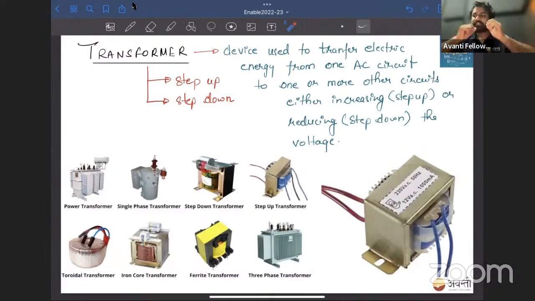Okay, so for example, if I talk about the charger, here is this charger. Inside it there is a transformer. That's why the current which is coming in my room is AC current, but my laptop is charging with DC current. So this will convert the AC into DC?